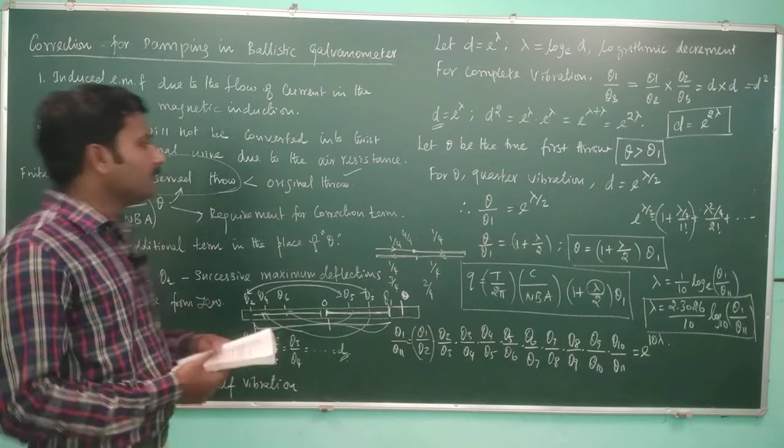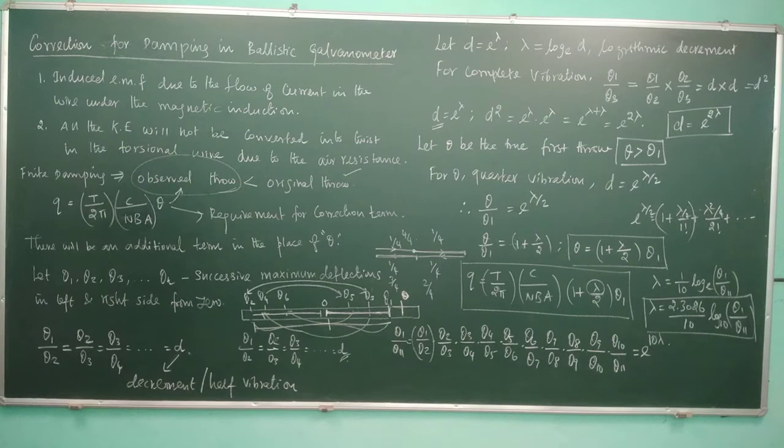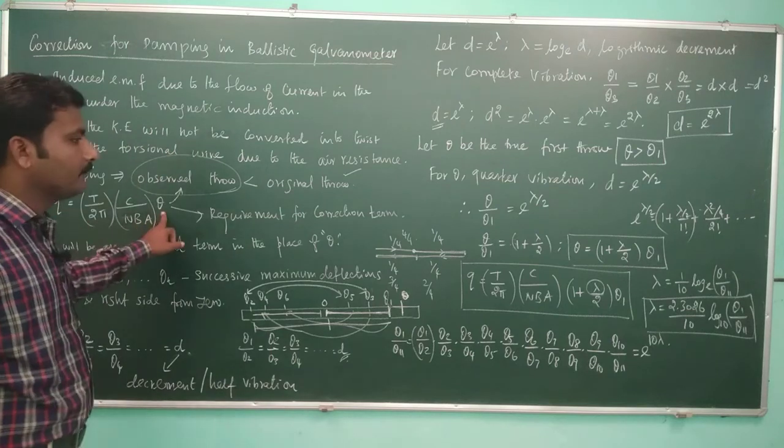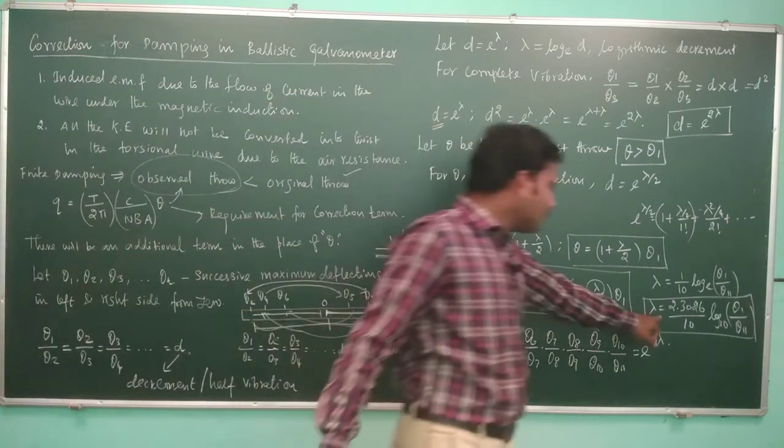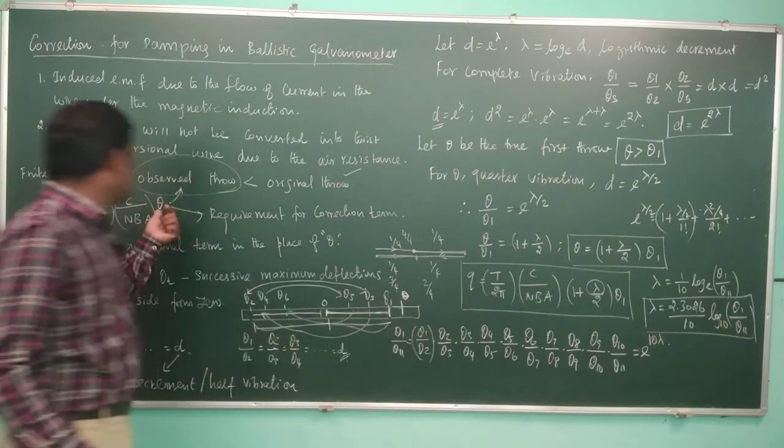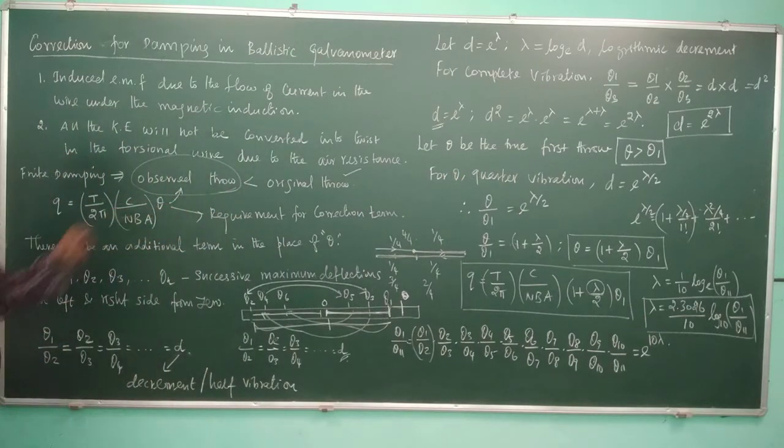Okay. So in that way you can calculate the value of theta and the value of the correction factor, the value of lambda, and the expression for the damping correction term actually, not damping term. So this is how we can obtain it, right?